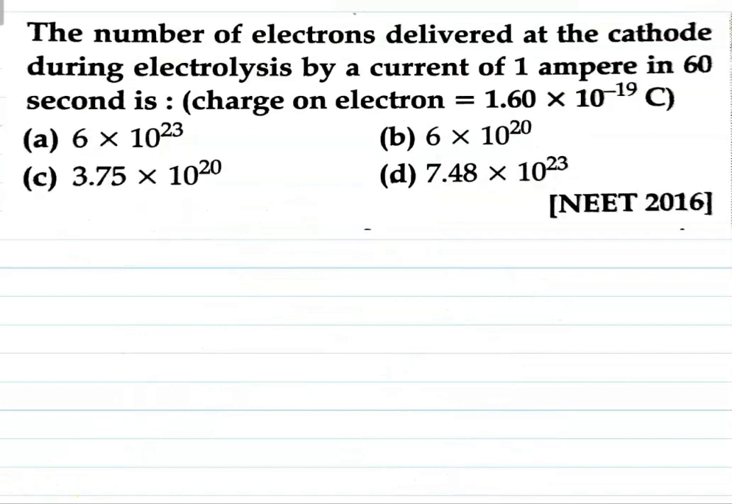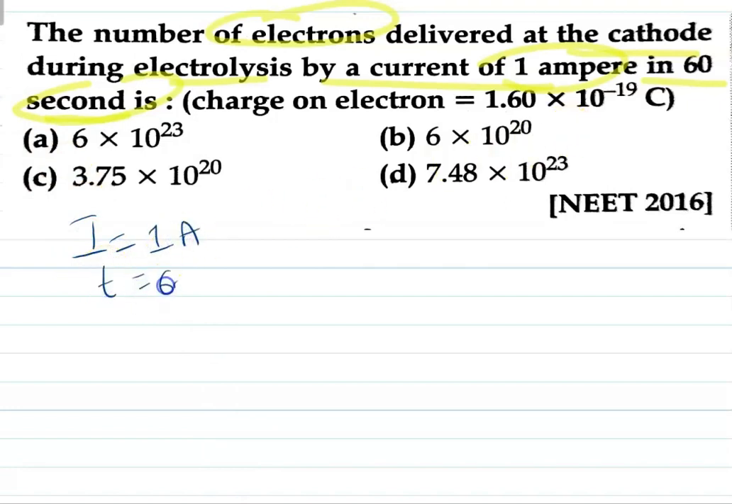So next question. The number of electrons delivered at the cathode during electrolysis by a current of 1 ampere in 60 seconds is? The question is how many electrons are being delivered at the cathode when your current is 1 ampere and time is 60 seconds. So we require the number of electrons. So what is being given? The current is given as 1 ampere. Then the time is 60 seconds.